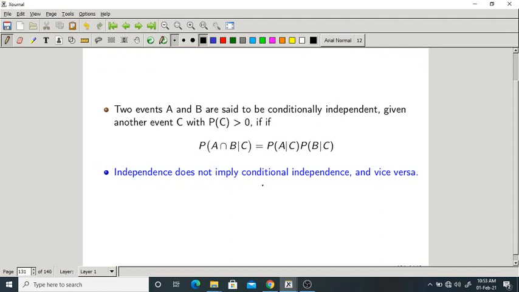Independence does not imply conditional independence and vice versa, which means if A and B are independent, it does not mean that they are conditionally independent. Please, this is very, very important. Vice versa means if A and B are conditionally independent, it does not mean that they will also be independent. Okay, so we will take some problems to justify this sentence.